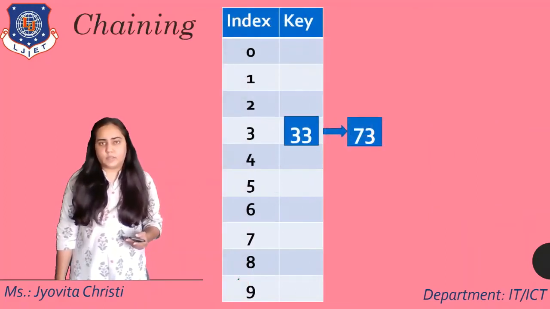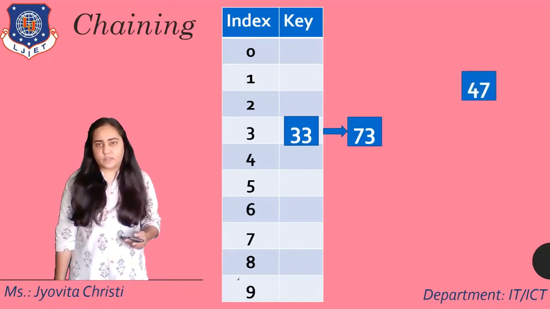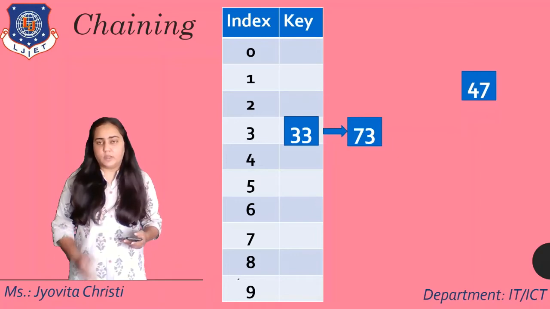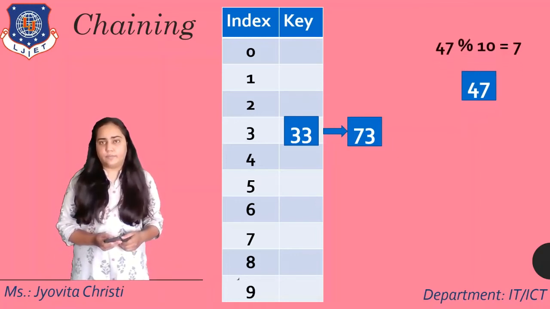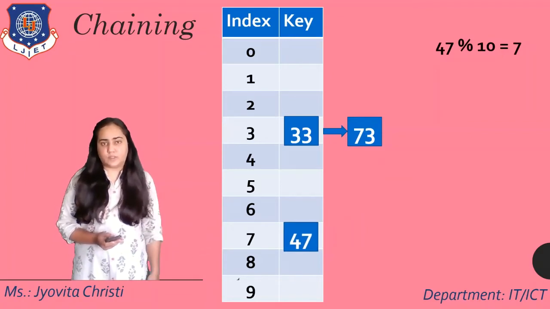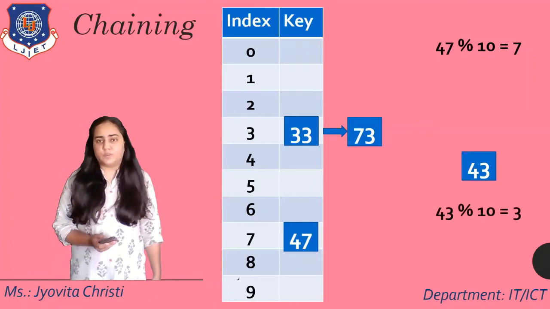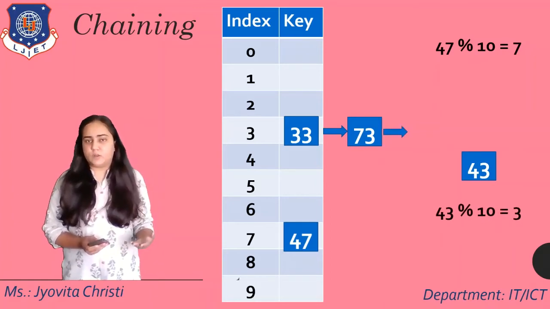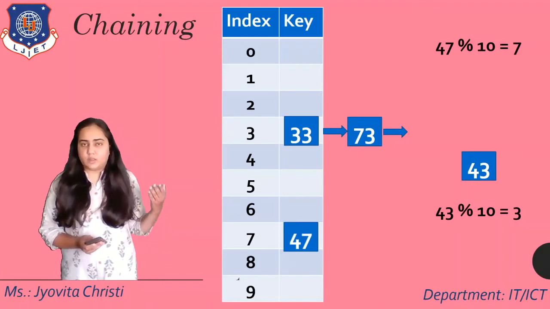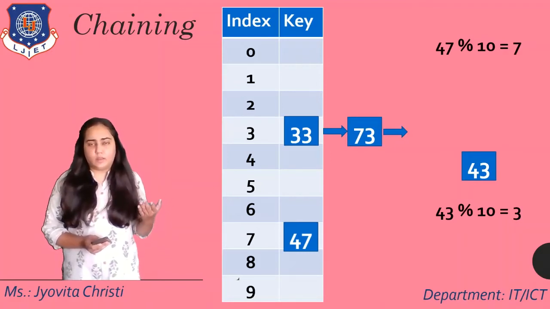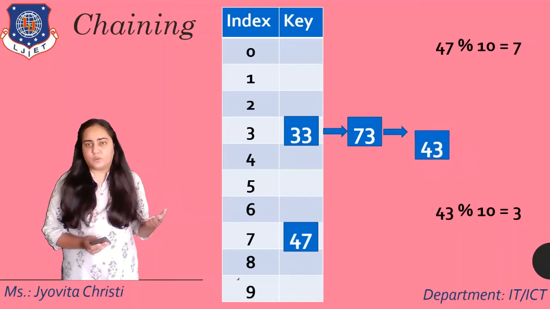So let's say that next I have another key, 47. So I can do 47 modulo 10, which gives me 7. So 47 will get stored in position 7. And if I have 43, I can do 43 modulo 10, which gives me 3. And so because it's a collision again, I can create a longer chain in bucket 3 and store 43 over there.